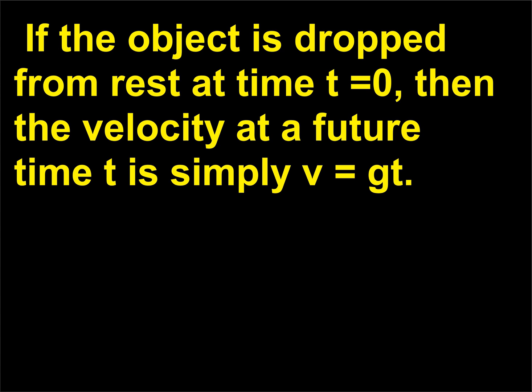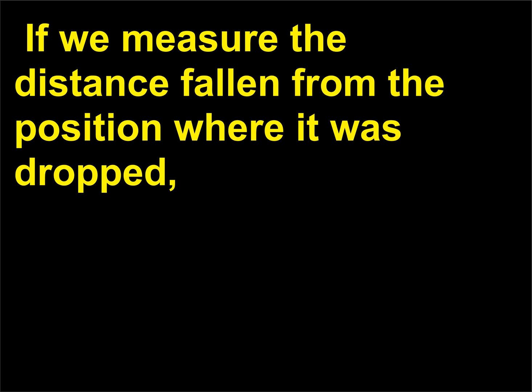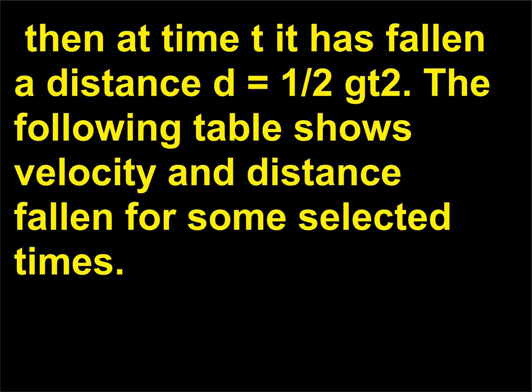If the object is dropped from rest at time t equals 0, then the velocity at a future time t is simply v equals gt. That is, the velocity increases by 9.8 m/s each second. If we measure the distance fallen from the position where it was dropped, then at time t it has fallen a distance d equals 1/2 gt². The following table shows velocity and distance fallen for some selected times.